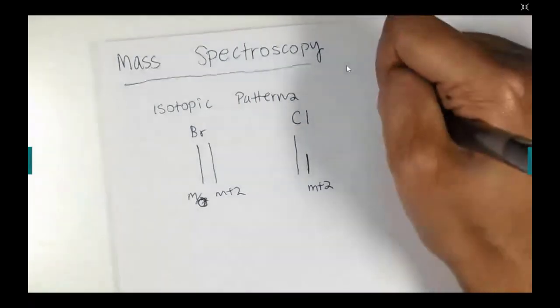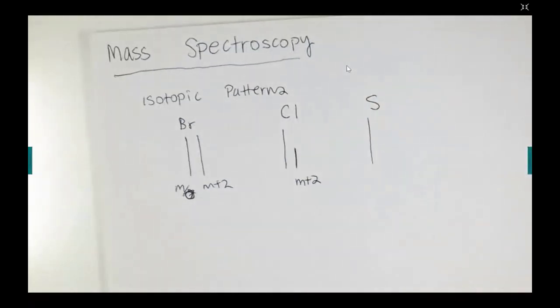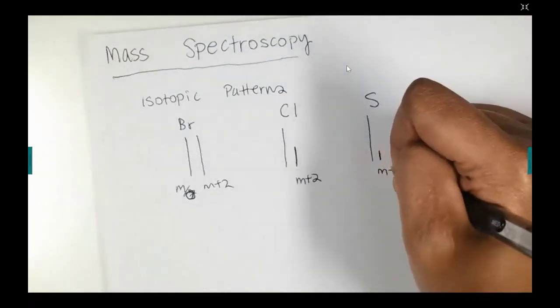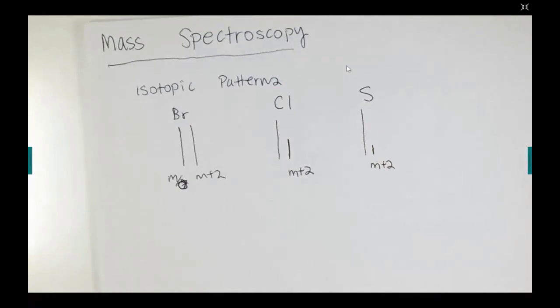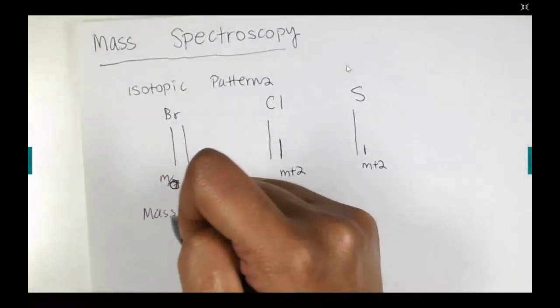For sulfur, you're going to see not quite as tall as chlorine, but not too short. You're going to see a tiny little peak in the M+2 range. There's a tiny amount of that isotope, but not a whole lot, just an M+2 peak that's a little bigger than you're expecting.